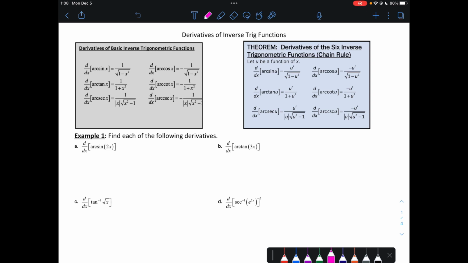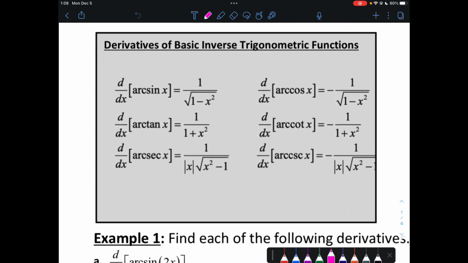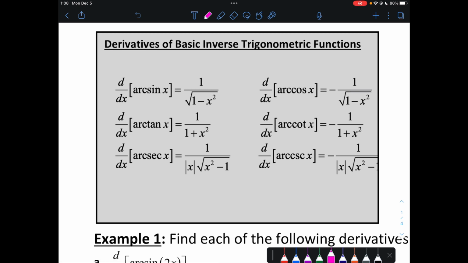This is something we haven't really talked about at all this year, but it's going to start showing up a lot more frequently as soon as we get back from break. So it's something we definitely need to know how to do before we continue on. Okay, so it's just, unfortunately, more memorization of rules.